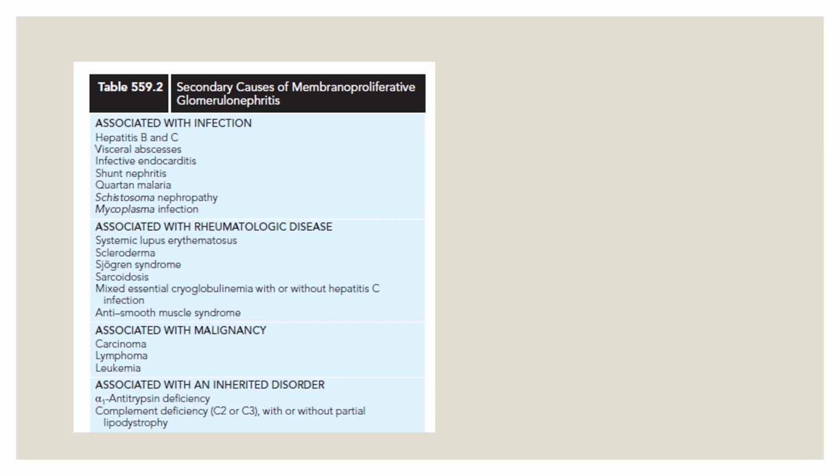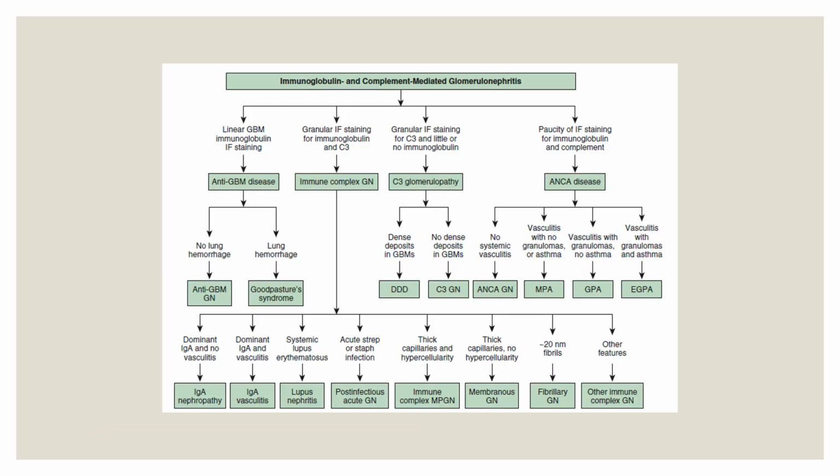Now, again, a bit on MPGN, which is membranoproliferative glomerulonephritis. It can be associated with many infections like hepatitis B, C, infective endocarditis, schistosoma, mycoplasma, and rheumatologic conditions like SLE, scleroderma, Sjogren, sarcoidosis, and malignancies. Again, membranous is also malignancy associated, and membranoproliferative also. Another are inherited disorders like alpha-1 antitrypsin deficiency, complement deficiency, etc.